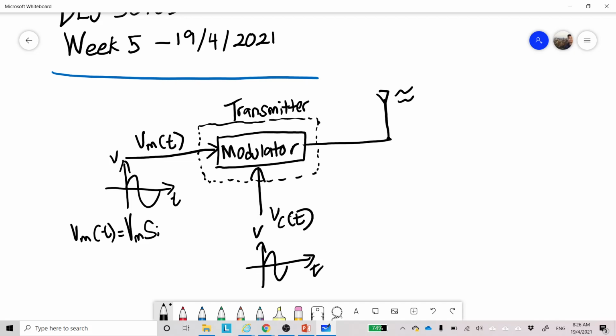Nanti kita akan lihat, later we will see what if we have more than one frequency input. Nanti kita akan lihat bagaimana sekiranya kita ada lebih daripada satu frekuensi input and we have only one carrier.